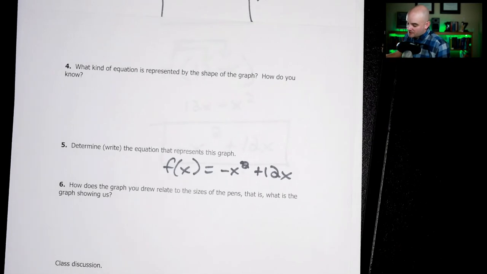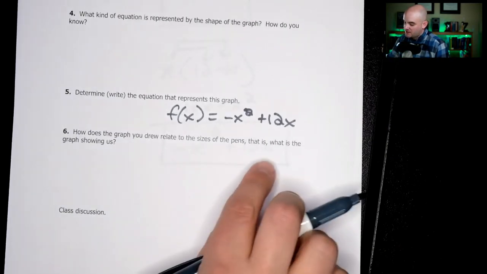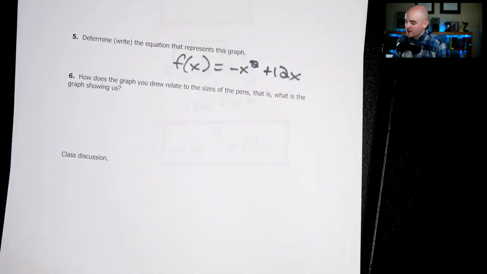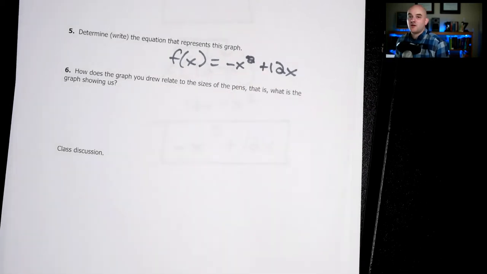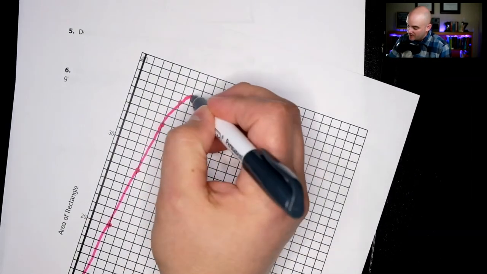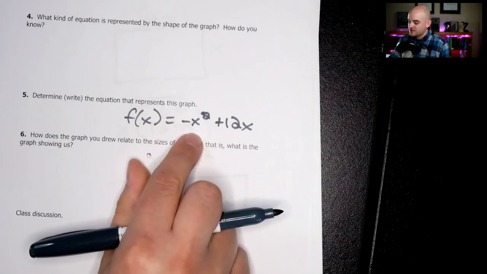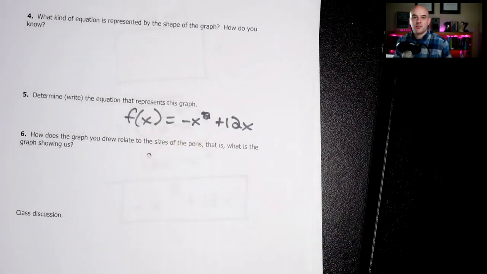So it says, how does the graph you draw relate to the size of the pen? That is, what is the graph showing us? It shows us there's a maximum and where the maximum is. Now, a couple of other cool things about this. Let's say I gave you that equation and told you, find the maximum. Notice where the maximum occurs. It occurs at the vertex. So I could have asked the question like this. I could have said, the equation for that pen is negative x squared plus 12x. Find the maximum. And you could do that. And we're going to get to that here in a moment.